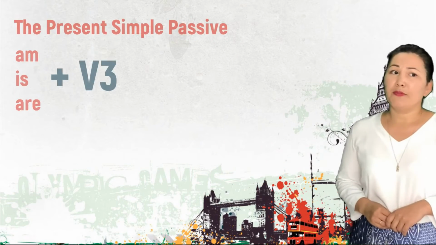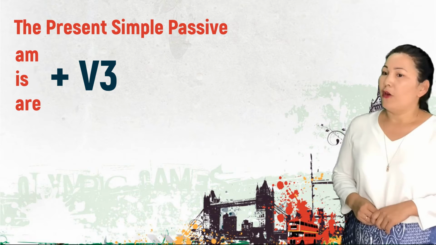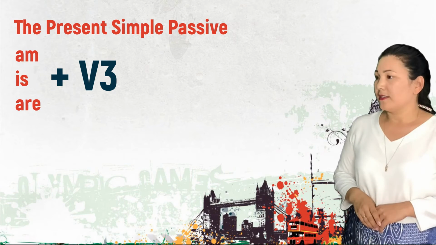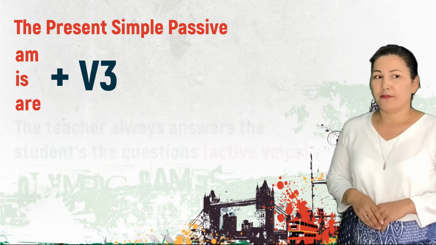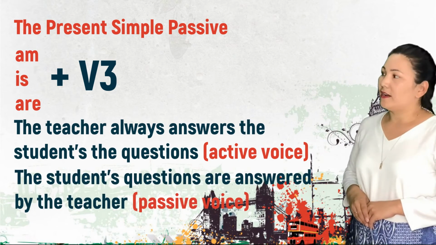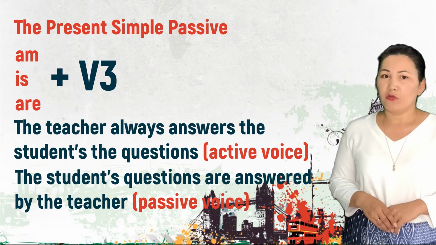The present simple passive: auxiliary verb am, is, are and the main verb in past participle. For example, the teacher always answers the students' questions.